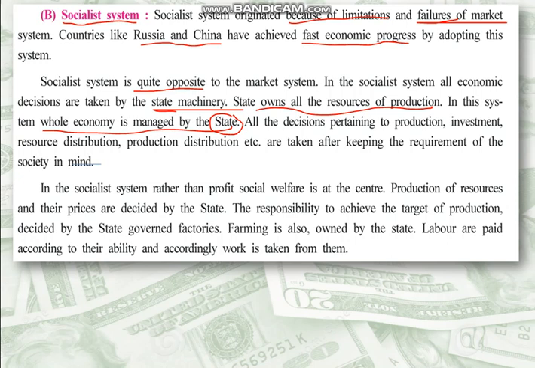All the decisions pertaining to production, investment, resource distribution, production distribution, etc., are taken after keeping the requirements and needs of the society in mind. Here the most important word is requirement, while in the market system the most important word was profit. All the decisions taken at that time in the market or capitalist system were related to profit. Whichever steps gave more profit, those steps were taken. But here the needs of the society are kept in mind.